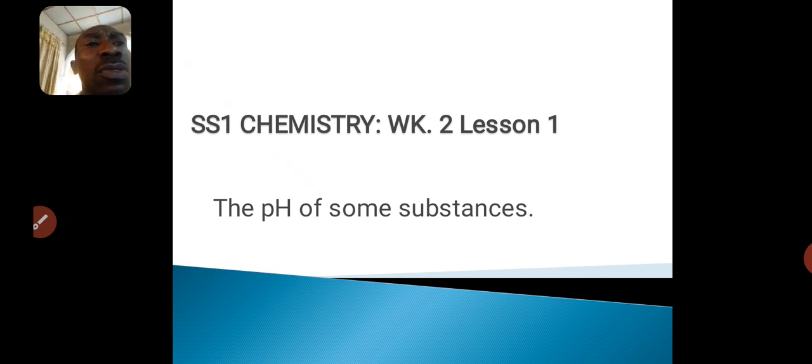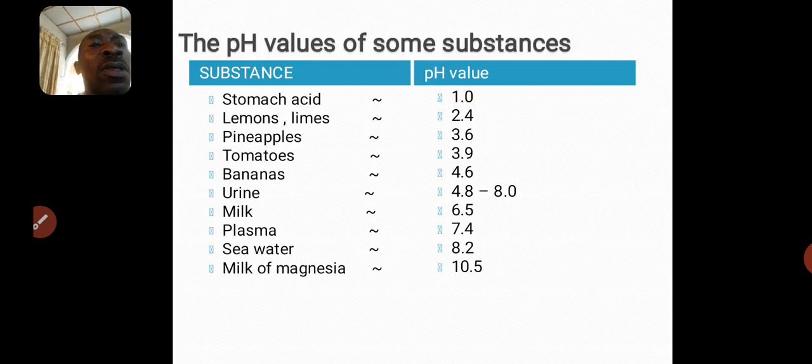Today we want to look at just a topic that we will use to conclude all we've been talking about for some weeks on acids, bases, and salts. We want to look at the pH of some substances, and then we look at indicators, and then that will be it for acids, bases, and salts. So let's look at the pH values of some substances.